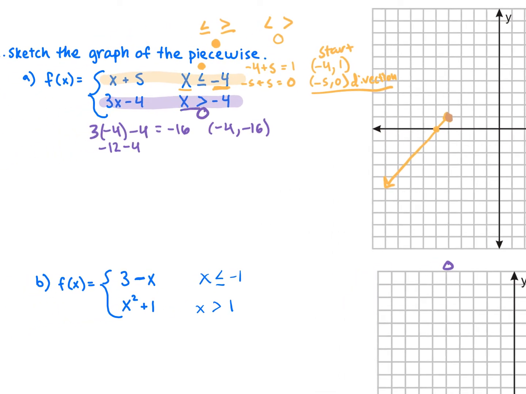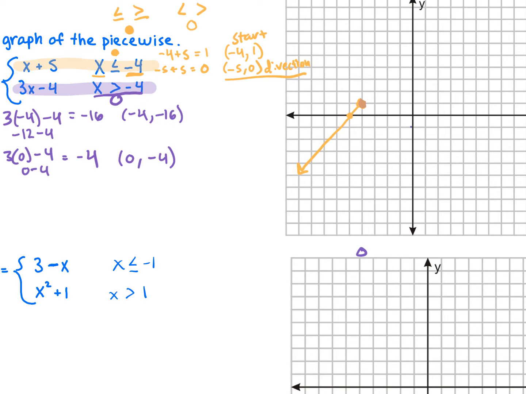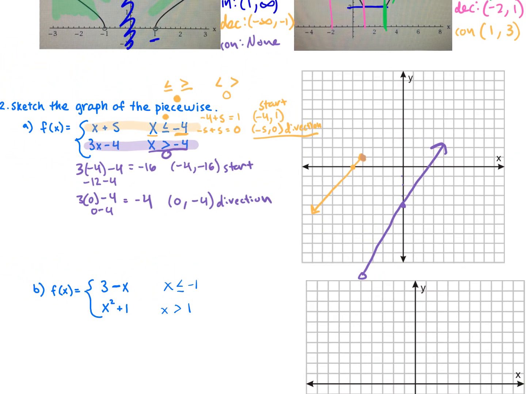Next, I want to plug in a number that satisfies this, so any value for x that is greater than -4, so I could plug in 0. So I have 3 times 0 minus 4. This would be 0 minus 4, which is just -4. So I plugged in 0 and got -4. So I'm going to stay at 0, go down to -4. The second point just tells me my direction. So I start at the first one and go through the second point. That's my second piece. So that is my piecewise function.